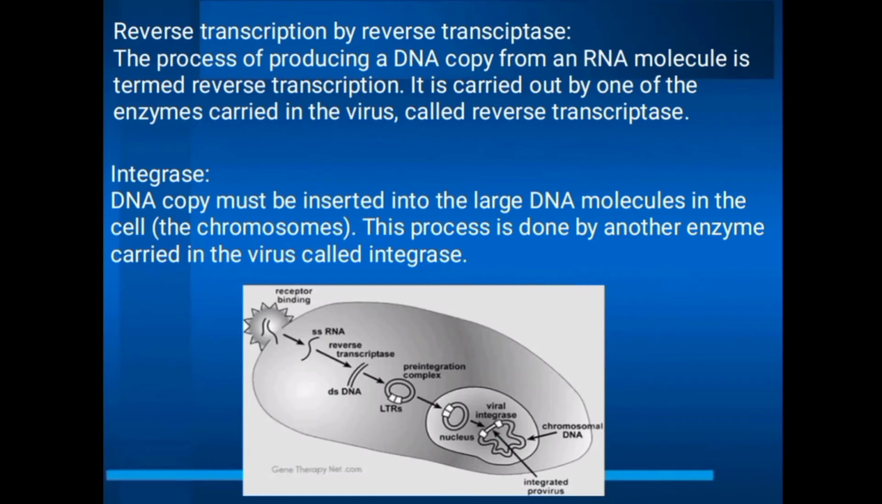When a retrovirus infects a host cell, it will introduce its RNA together with some enzymes. This RNA molecule from the retrovirus must produce a DNA copy from its RNA molecule before it can be considered part of the genetic material of the host cell. The process of producing a DNA copy from an RNA molecule is called reverse transcription. It is carried out by one of the enzymes carried in the virus called reverse transcriptase.